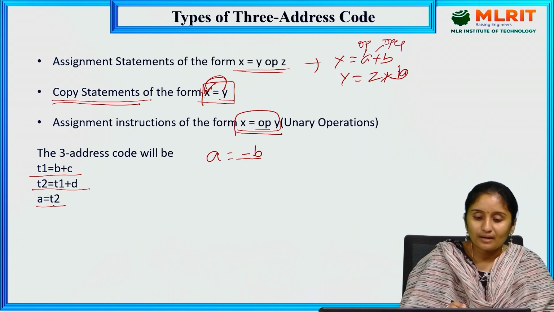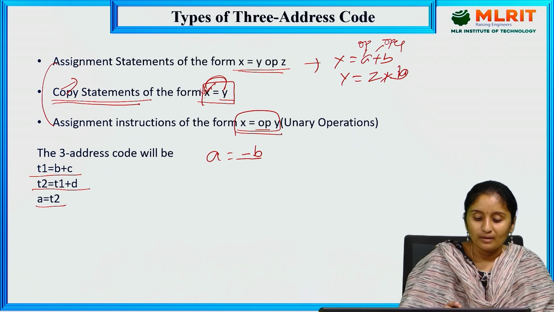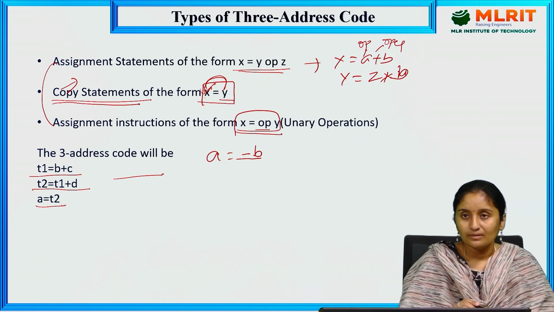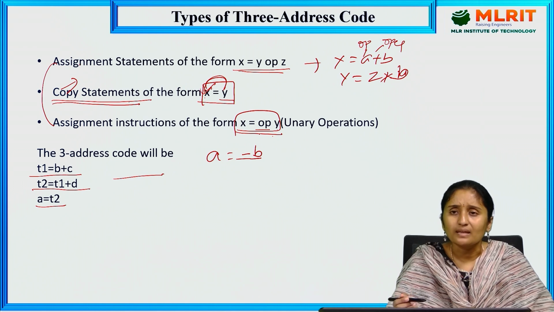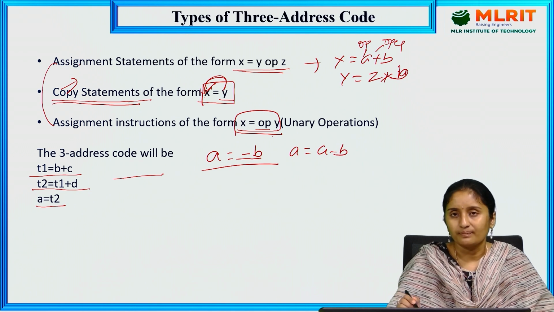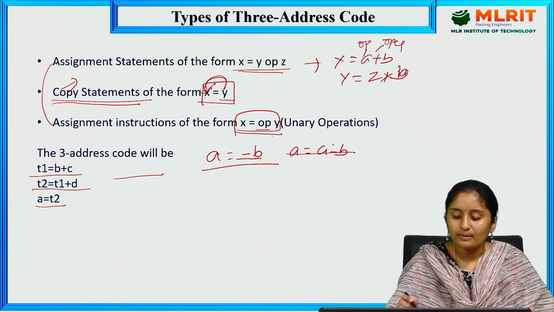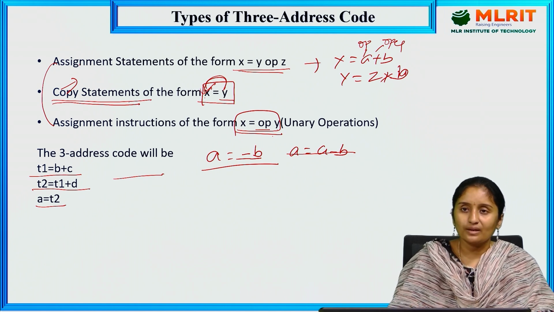When we generate a 3 address code, we are going to concentrate on these two, and this is nothing but a copy statement. So for example, if we are given an expression, we are going to simplify that expression and generate this one. This is the copy statement, and this is the unary operation: minus, plus, any operation. A equal to minus B is nothing but A equal to A minus B, right? These are the types of 3 address codes.